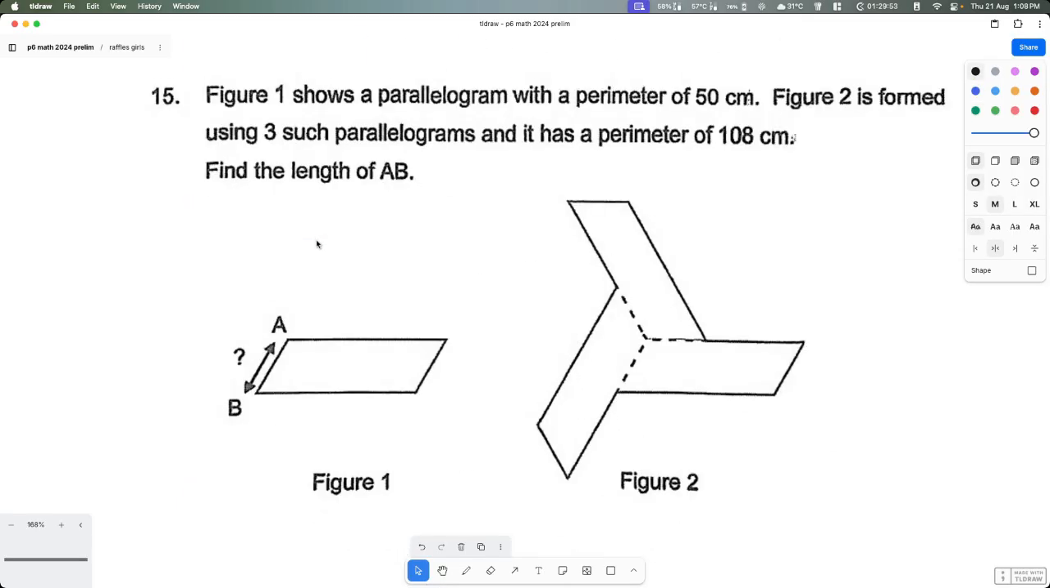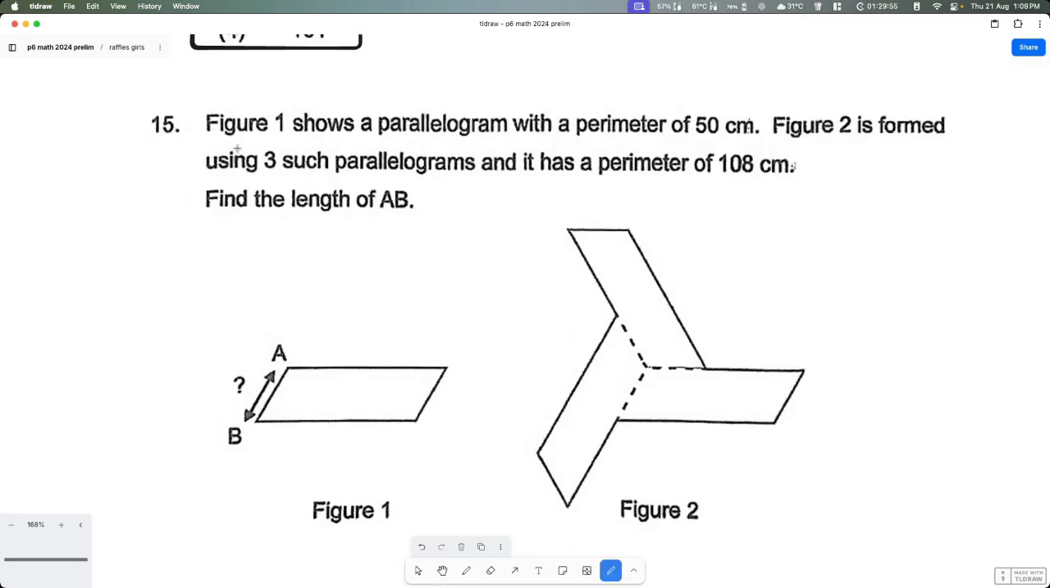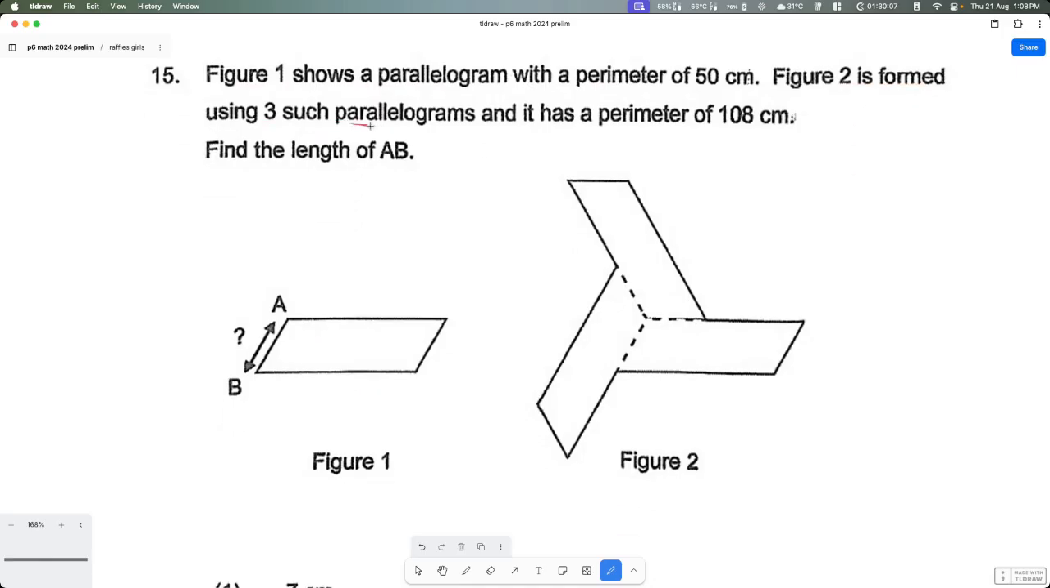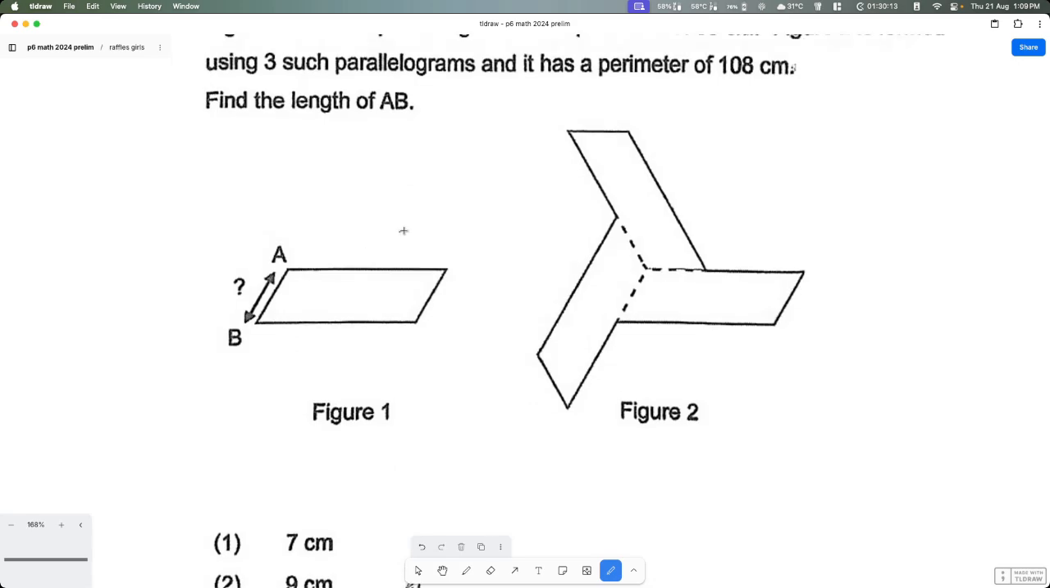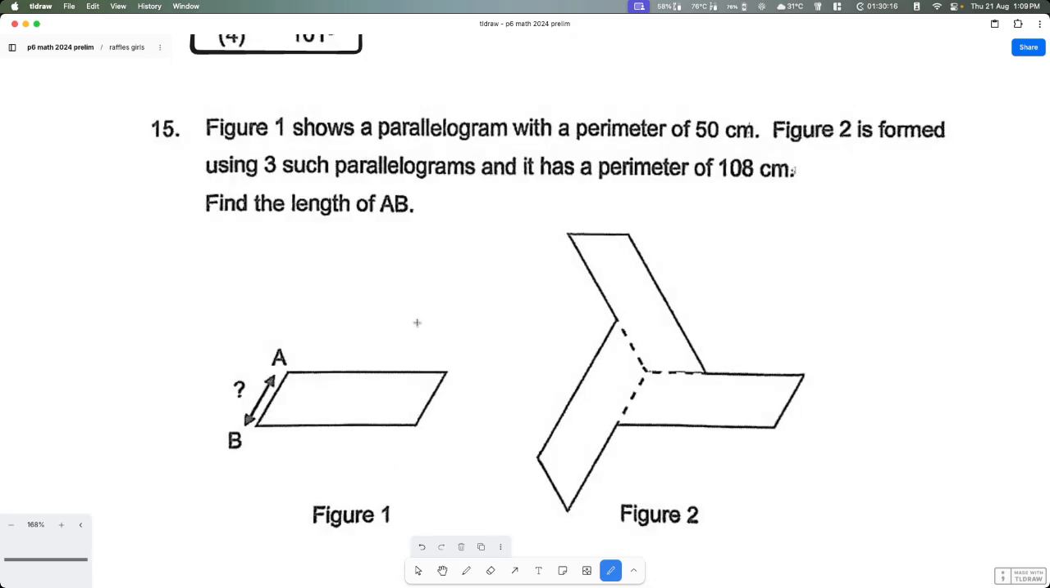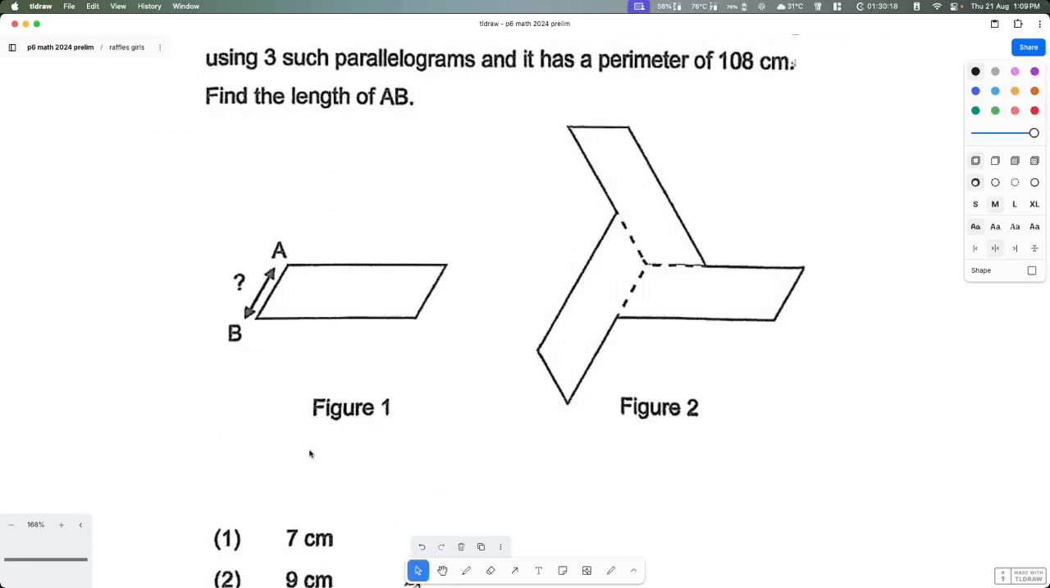Okay, last one, question number 5. Not the last one, but the last of paper A, booklet A. The question says figure 1 shows a parallelogram with a perimeter of 50 centimeters. Figure 2 is formed using 3 such parallelograms, 108 centimeters. Find the length of AB. So we know that figure 1 is 50 centimeters, and this is 108 centimeters.